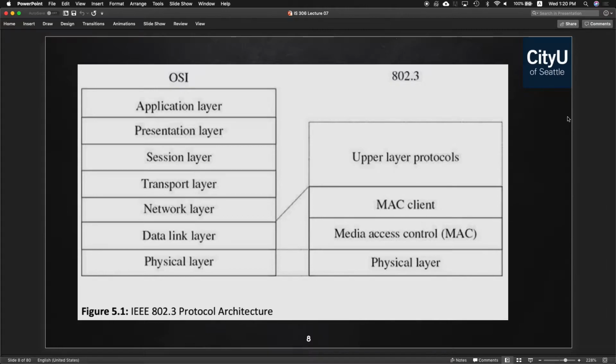Also, now we're trying, in week 6, we tried to explain each layer. And now we're just going to focus on the network layer, right? In the 802.3 standard by IEEE, your MAC client and the media access control themselves all belong to the data link layer. Just something good to take note of.